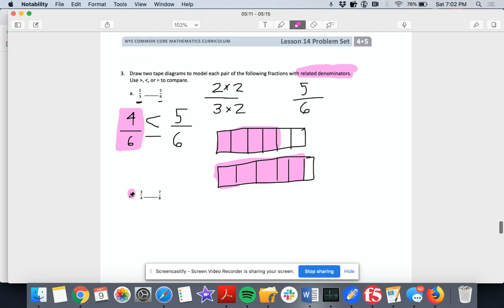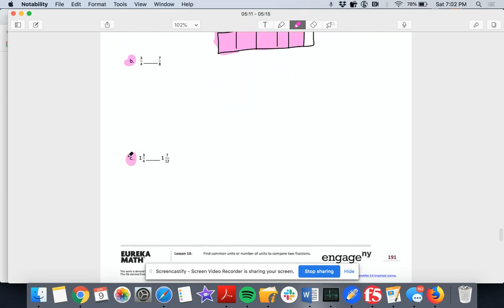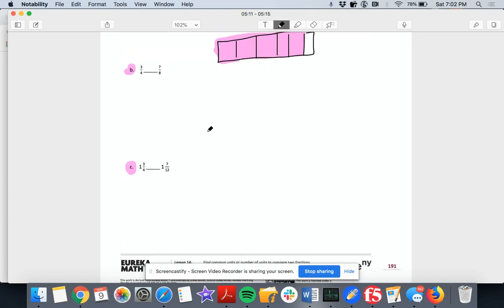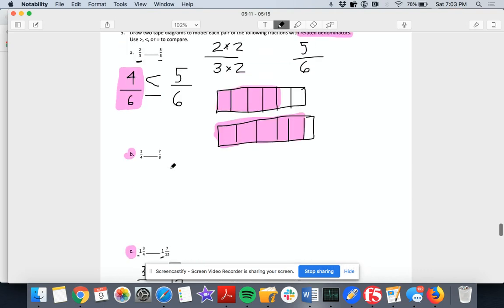I want you guys to try B and C on your own. And a hint for C, you see this 1, so both have 1 in their fraction. Since they do that, you can simply ignore it for the sake of comparing, because they both have 1.